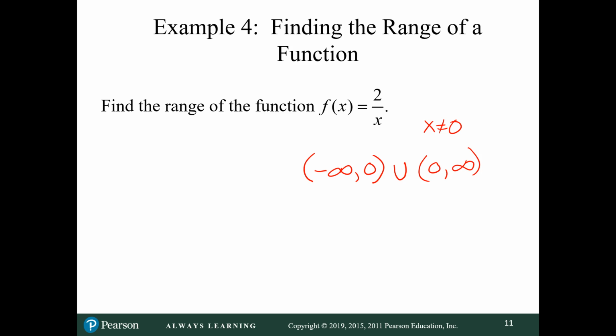Oh, the range? Oops, I found the domain. So this is the domain. Now we need to find the range. What values happen for this? Well, I would graph it out. 2 divided by x. Well, 2 divided by 0, we can't. 2 divided by 1 is 2. 2 divided by 2 is 1. 2 divided by 3 is 2/3. It goes like this.